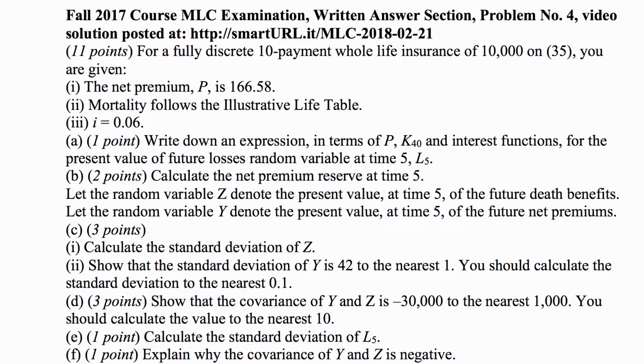Part D. Show that the covariance of Y and Z is negative 30,000 to the nearest 1,000. You should calculate the value to the nearest 10. Part E. Calculate the standard deviation of L5. Part F. Explain why the covariance of Y and Z is negative.